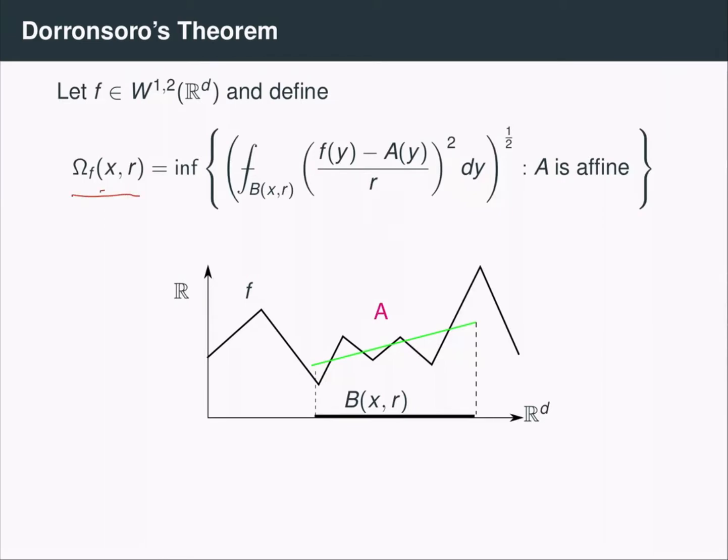Given a point x and a radius r, we let the omega number be the infimum over all affine maps A of this L2 average difference between f of y and A of y, divided by r. Geometrically, what this is doing is that it measures, in a ball, essentially the average deviation of f from an affine map, or how much f resembles an affine map in this ball.